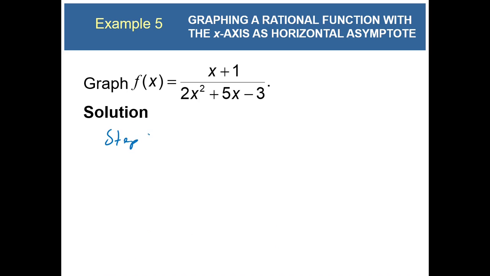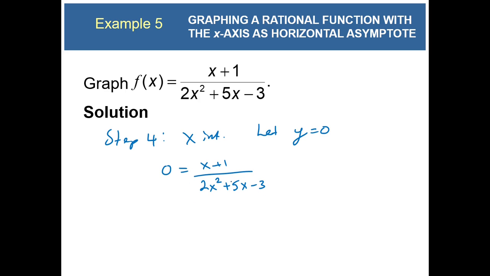In step 4, we're going to look at the x-intercept. To do this, we're going to let y be equal to 0 like before. So 0 equals x plus 1 divided by 2x squared plus 5x minus 3. Notice the denominator doesn't matter because we can multiply the denominator to both sides and it will cancel out. So all we need to do is solve 0 equals x plus 1. And we have that x must be equal to negative 1. So our x-intercept is (-1, 0).